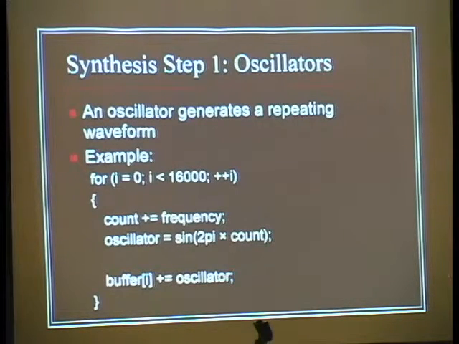All right, the basis of any audio output routine is going to be something called an oscillator. Basically what it does is it generates a continuous waveform. The simplest one probably everybody knows about is the sine wave. So here we have a loop. It renders 16,000 samples. Each sample, we add a frequency to a counter, so this variable is constantly going upwards. And then we take the sine of that variable, the sine function, and then we add that into our audio buffer. And that creates a sine wave that sounds something like this.